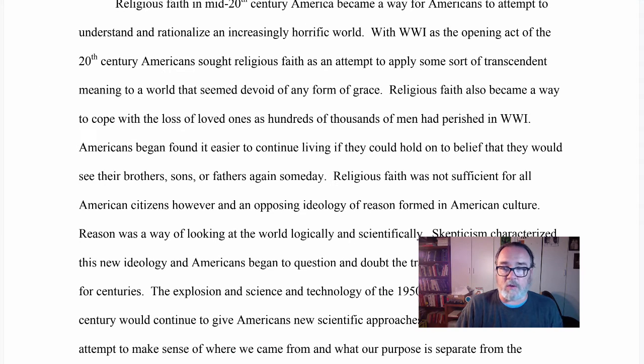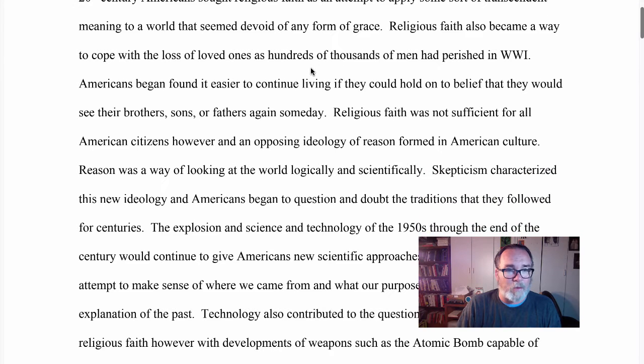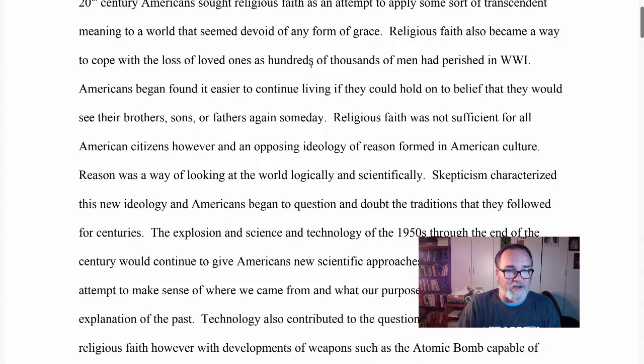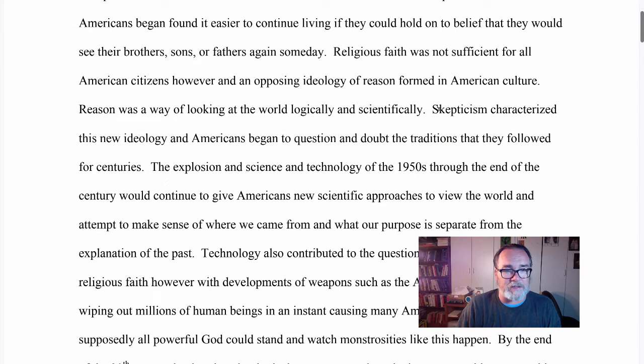I shared this intro with you earlier when you were working on your own schematic outlines, and you'll notice it's pretty lengthy. So obviously he's talking about religion, and he works through the different ideas about religious faith. So we've got 4 sentences about religious faith.